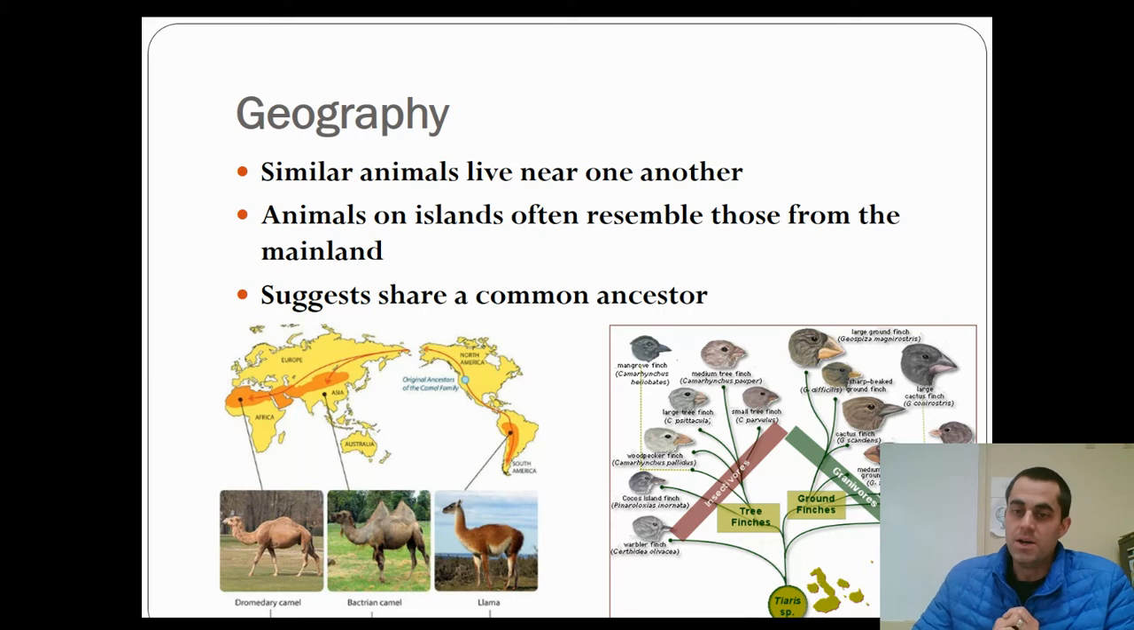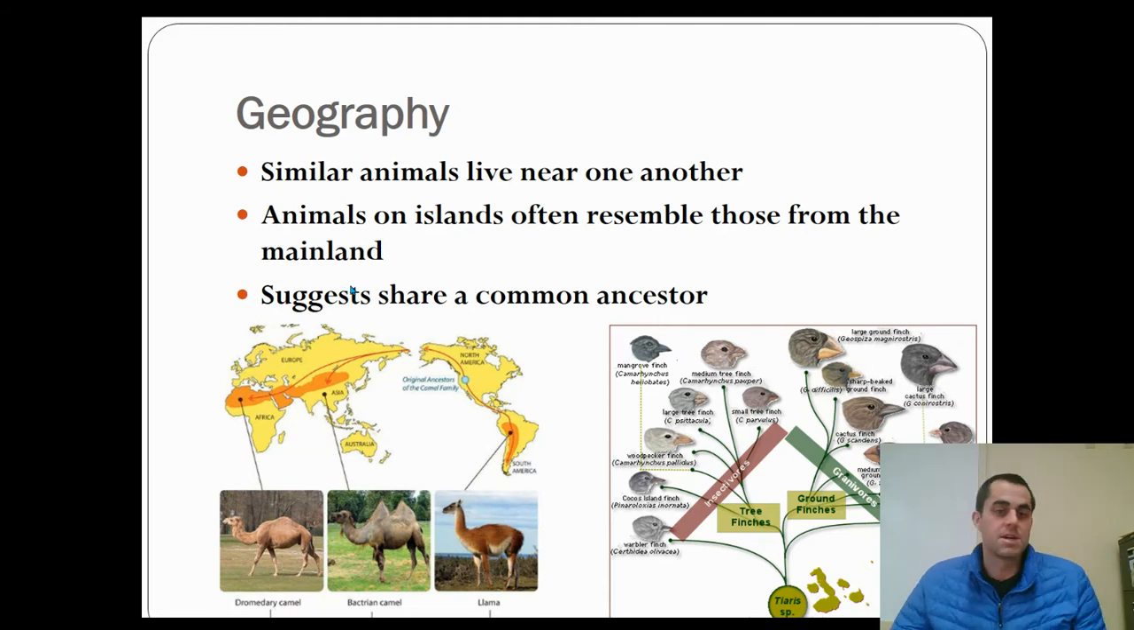But what I mean by that is that different selection pressures cause different traits to become more prominent, and then they started becoming different species. So for geography, similar animals live near one another. We see that all the time. And animals on islands usually resemble those from a mainland. And that suggests that there's a common ancestor.